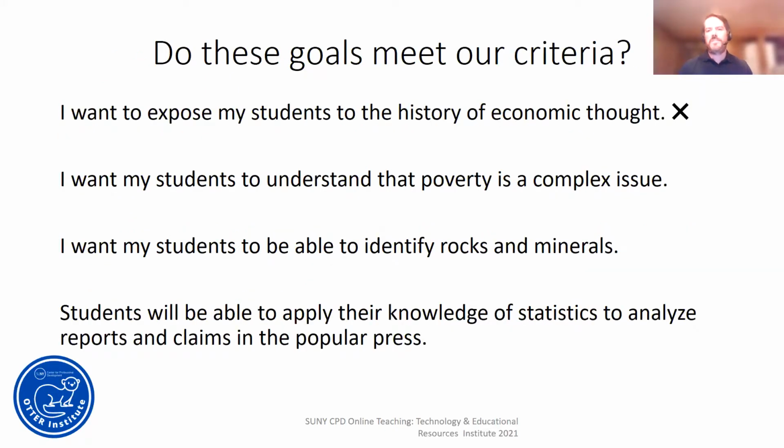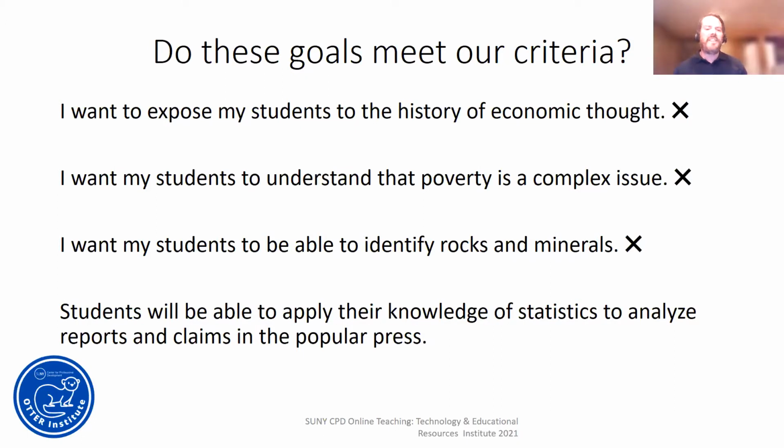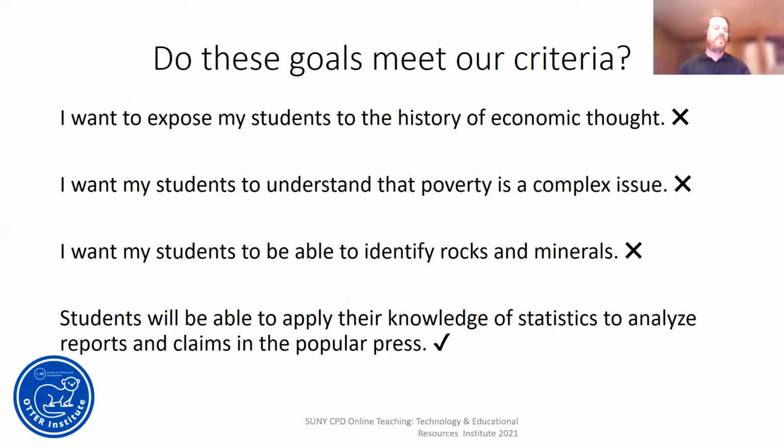All right, so which of these goals meet our criteria? I want to expose my students to the history of economic thought. No. Poverty is a complex issue. Okay, again, how do you assess that? I want my students to be able to identify rocks and minerals. Identify, yes. And then finally, students will be able to apply their knowledge of statistics to analyze reports and claims in the popular press. So that's kind of what we're looking for.